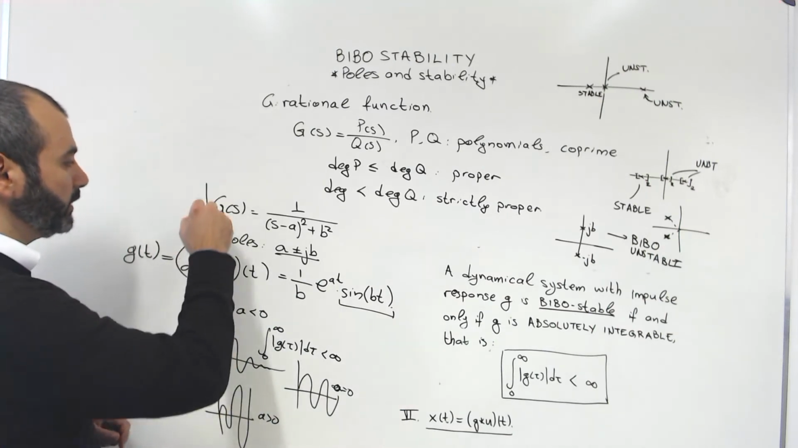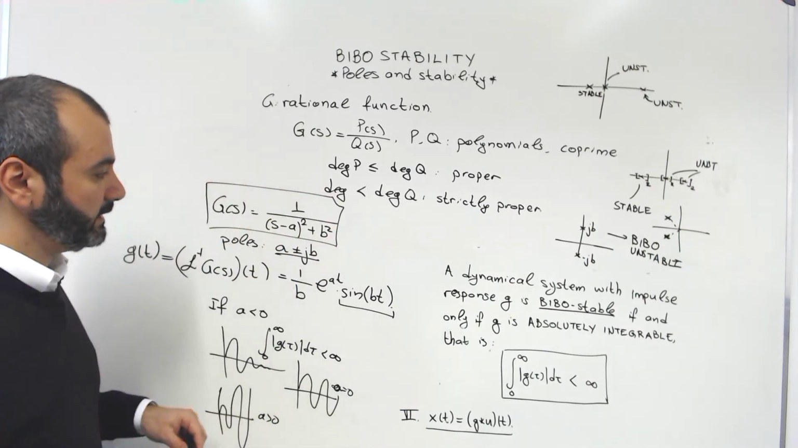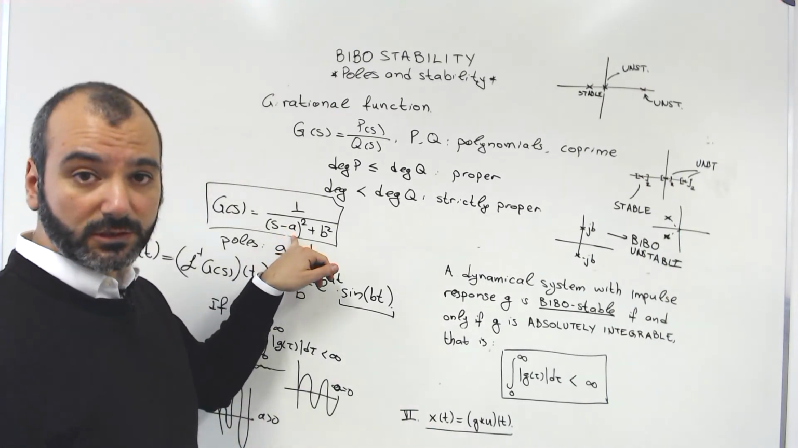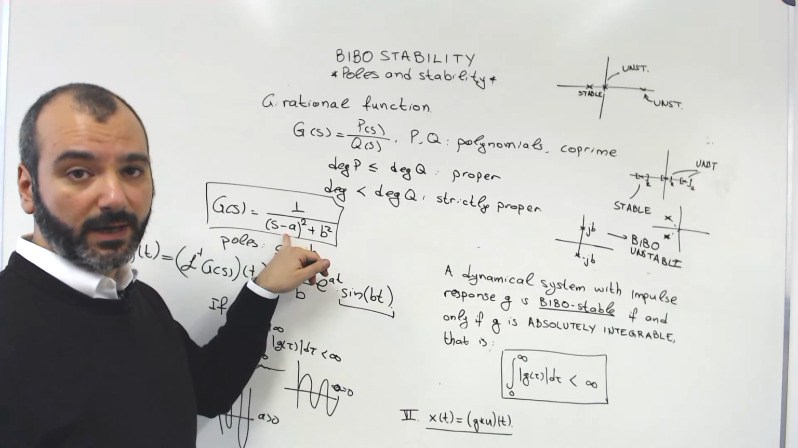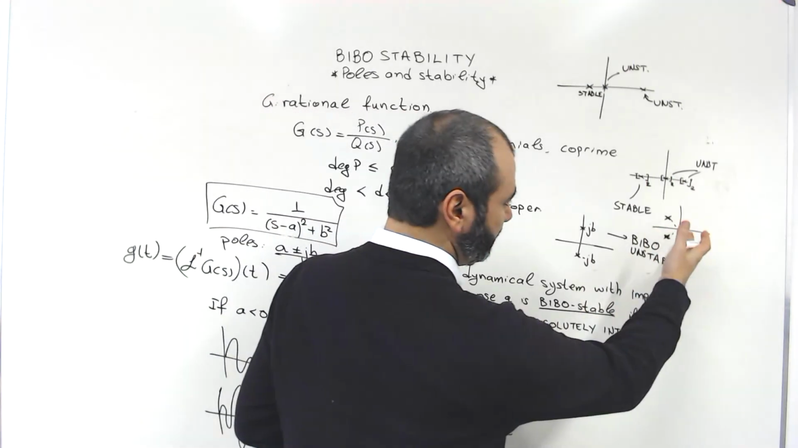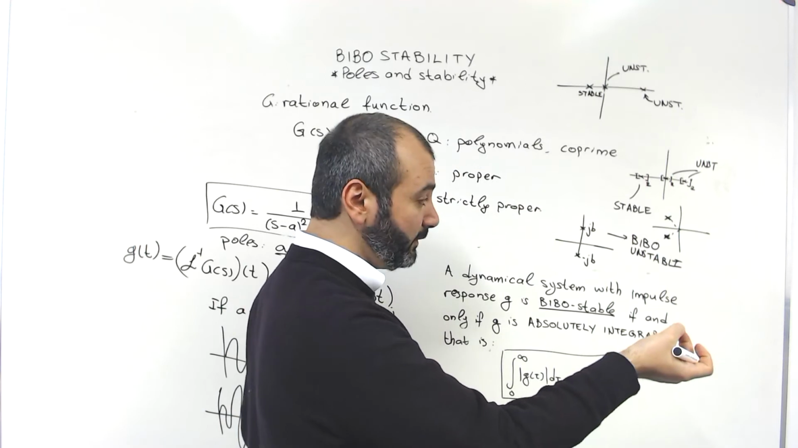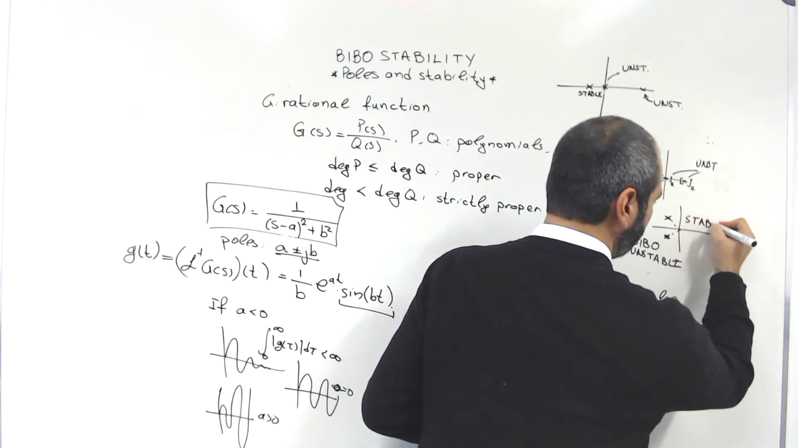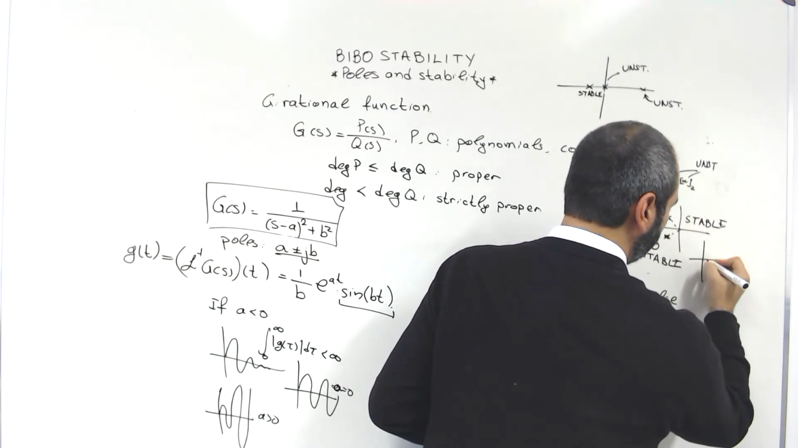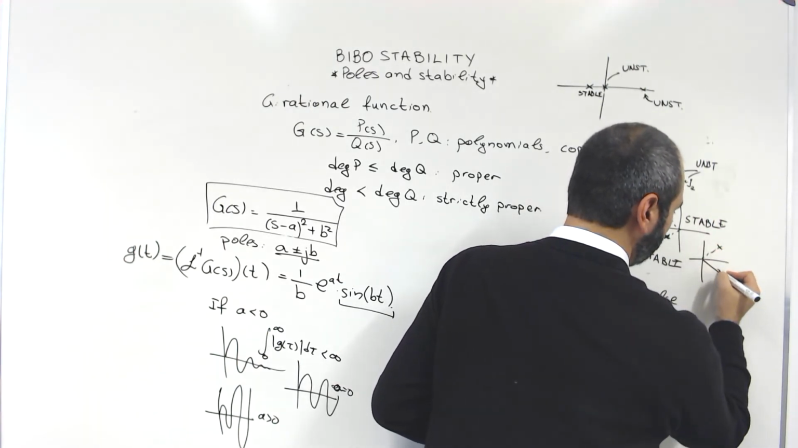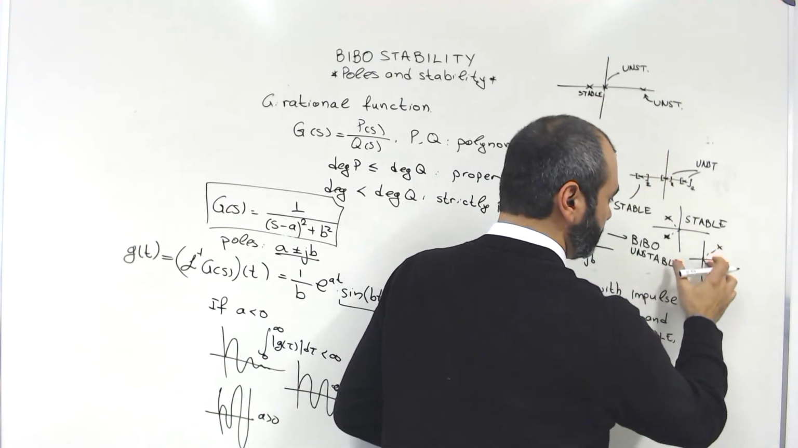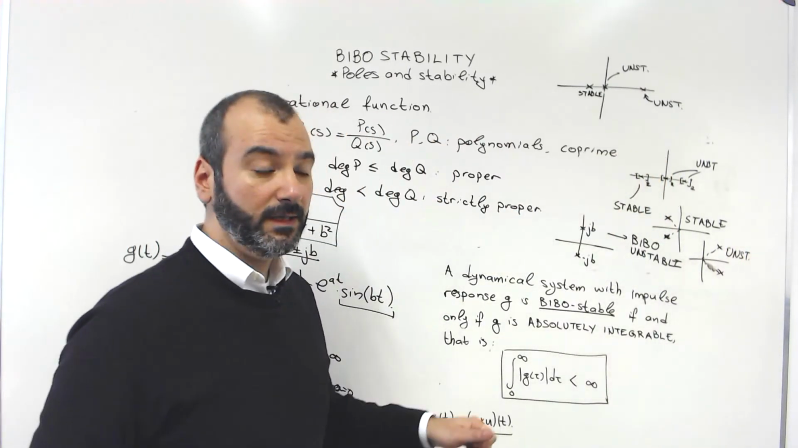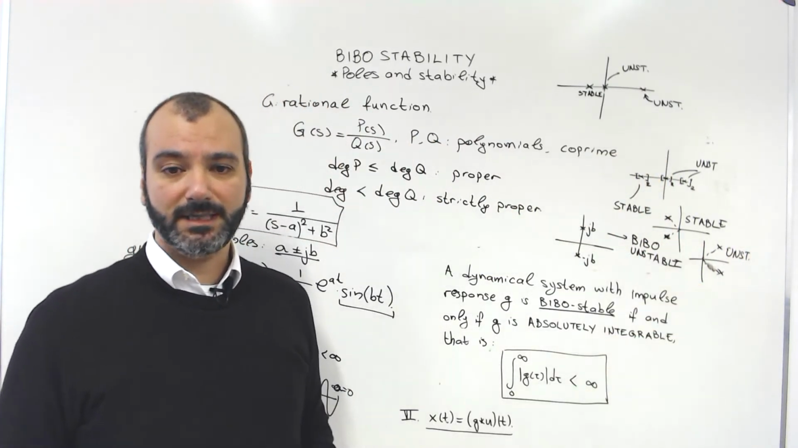What do we conclude in this case? We conclude that a determines whether this is BIBO stable or not. So in this case, if we're on the left, if the real part is negative, this is a stable case. If we are on the right, if we have a pair of poles with a positive real part, then this will be an unstable example.